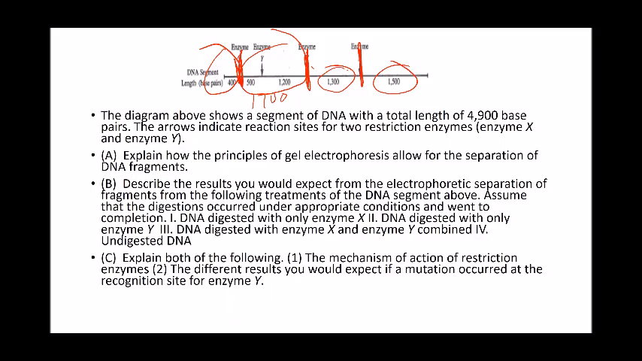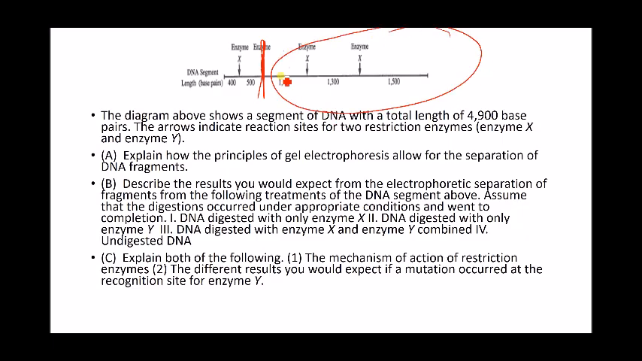Now, next it asks us if we digested it with only enzyme Y. So let's clean up our mess here. If we digested with only Y, Y cuts right here. So we would only expect to get 2 fragments. This big fragment and this small fragment. Well, the small fragment is 400 plus 500. It's 900 base pairs. Remember that our whole fragment was 4,900. So if this is 900, all of these are going to add together to be 4,000 base pairs.